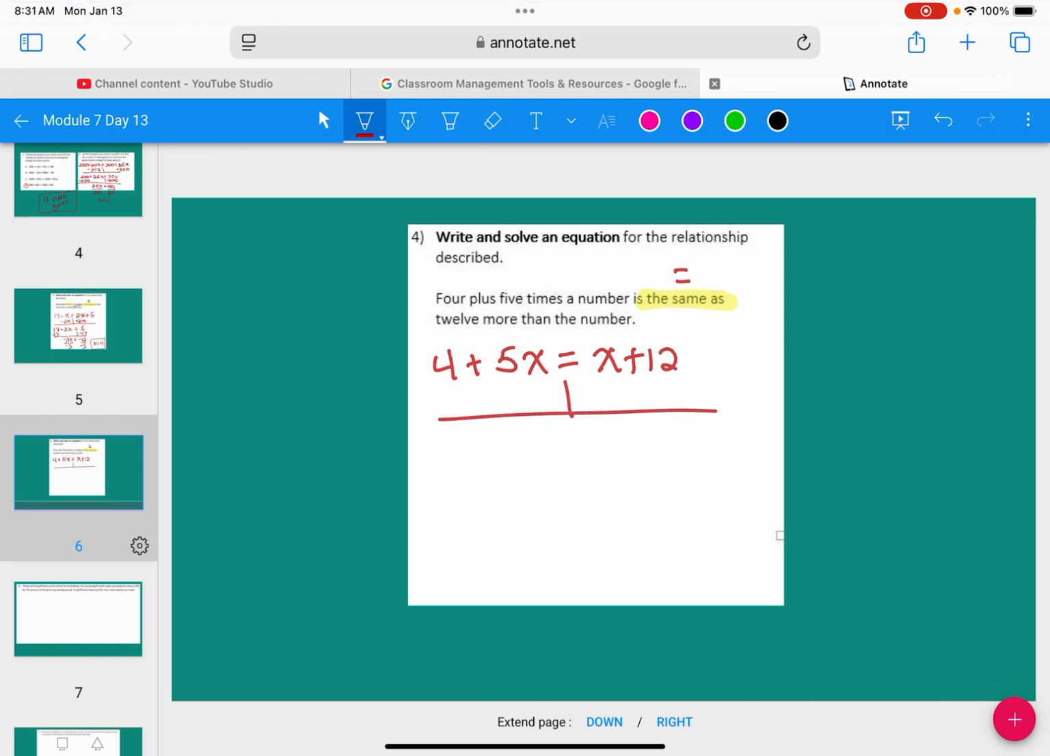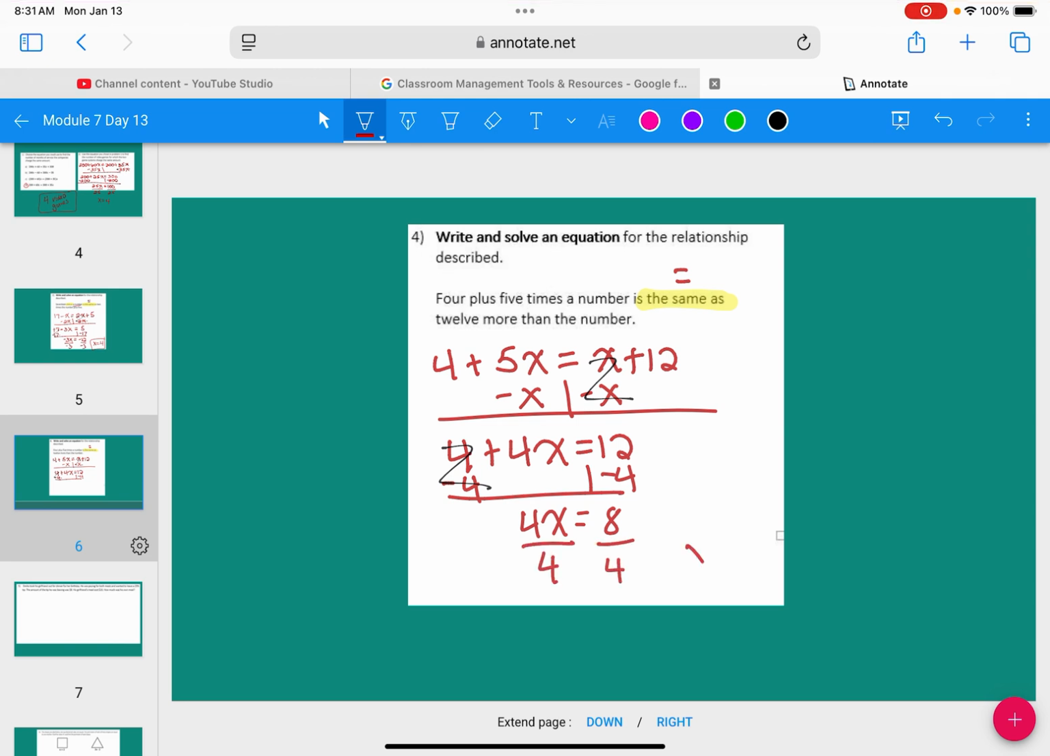All right, I've got variables on both sides. I'm going to get rid of the variable that's on the right, so I'm getting rid of the x. And now I have 4 plus 4x equals 12. I'm going to subtract 4. So now I have 4x equals 8. Divide by 4, and x equals 2.